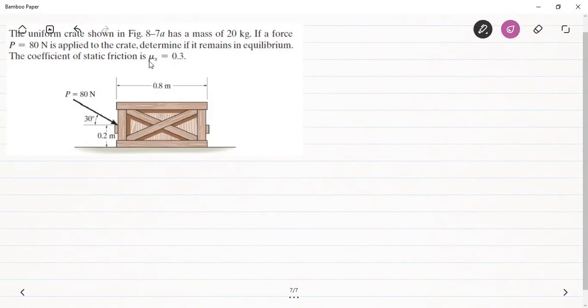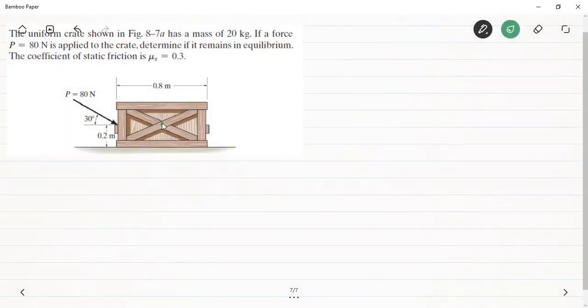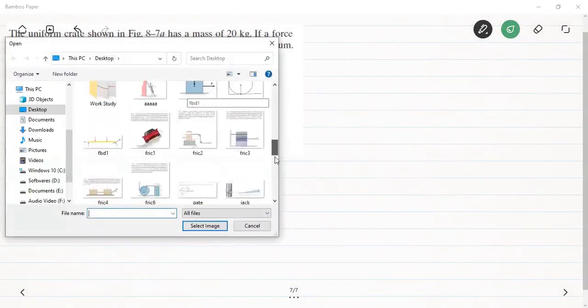So first of all, again, we have to check for two conditions. The condition for equilibrium is that the body should neither slip nor tip. Because the dimensions are given, we have to check both cases. Since it's a uniform crate, its center of gravity will be at the geometric center. This will be the center of gravity. Now we can draw the free body diagram of it.